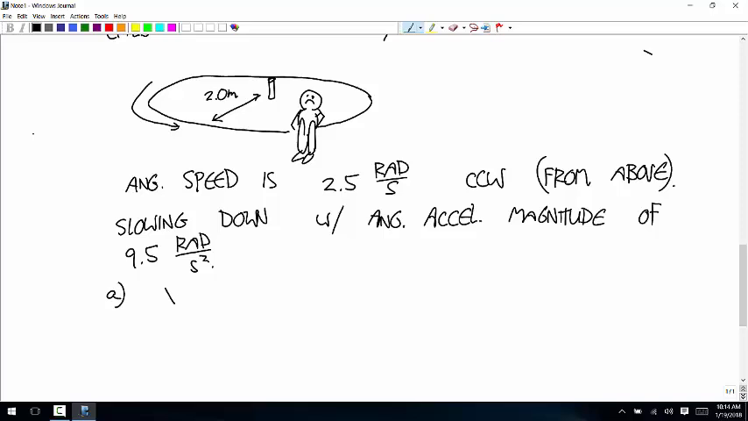So we want to calculate the velocity of the kid and the acceleration of the kid. And I'll use a coordinate system like this. There's the x-axis, there's the y-axis. Well, let me line it up with the kid.